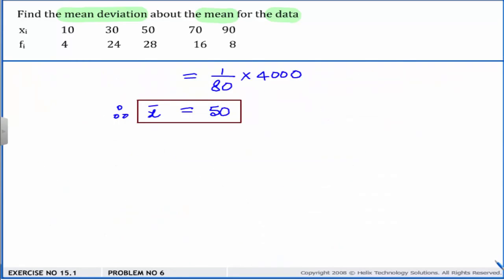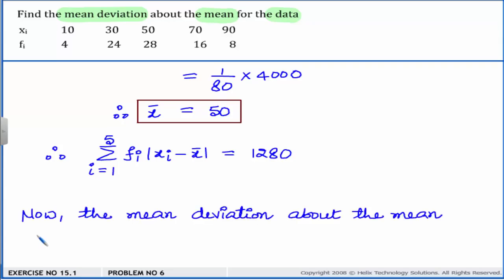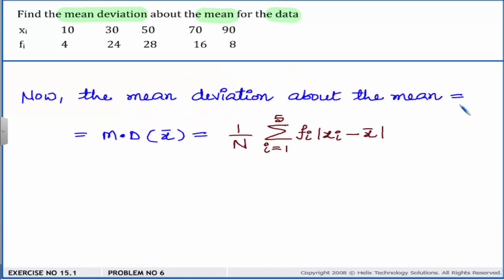Therefore we have the summation Fi into modulus of Xi minus x bar, where i is equal to 1 to 5, is equal to 1280. Now let us find out the mean deviation about the mean, which is equal to 1 by n into summation Fi into modulus of Xi minus x bar, where i is equal to 1 to 5.